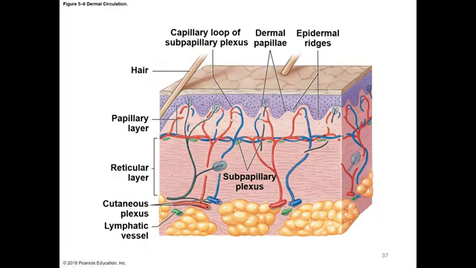There is a loop that they take, and as we head up close to the epidermis, we are able to diffuse oxygen and nutrients right into the epidermis without actually crossing into it.